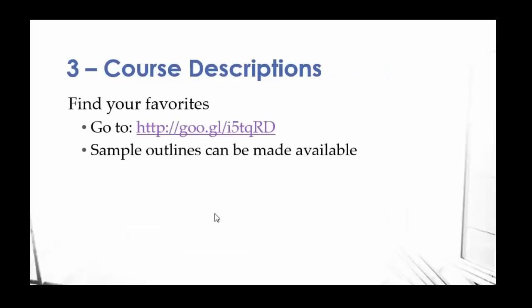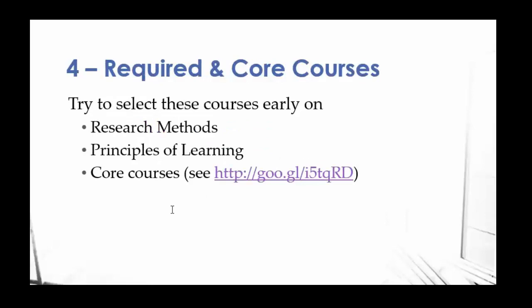Obviously, you need to look at the course descriptions, pick out your favorites. You can go find them here at this link, and if you need sample outlines, they can be made available as well. Please try to select the required and core courses early on. You don't want to be left out of courses. These courses are very popular because they are required: research methods and principles of learning, and you also need to pick a core course, and you can see the course lists at this link here.